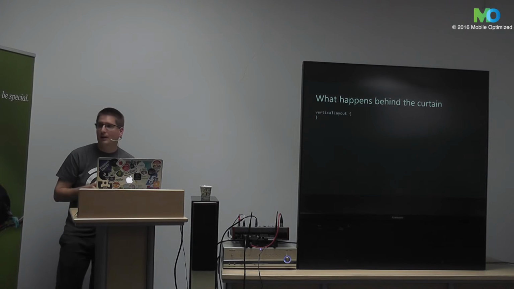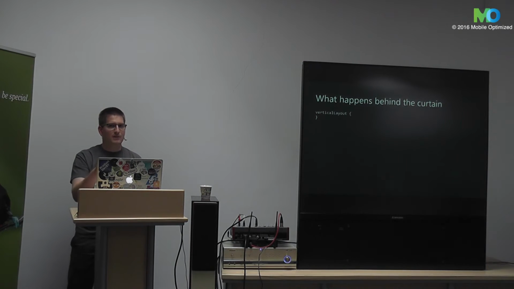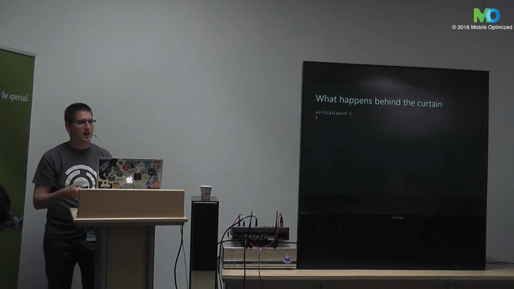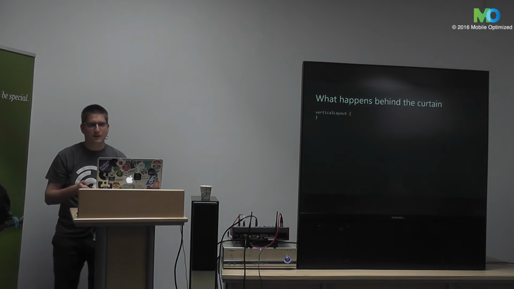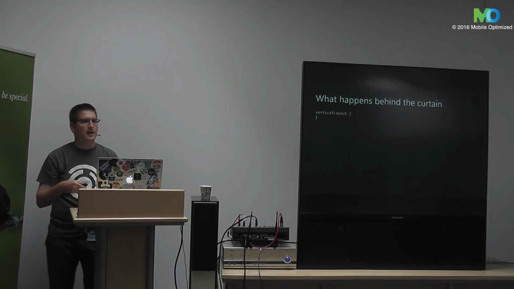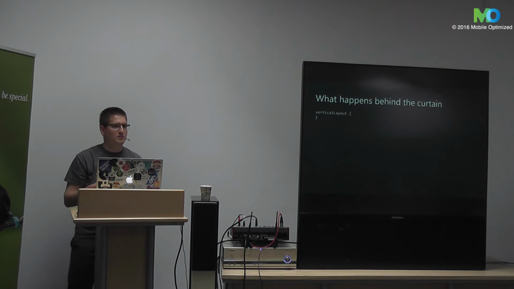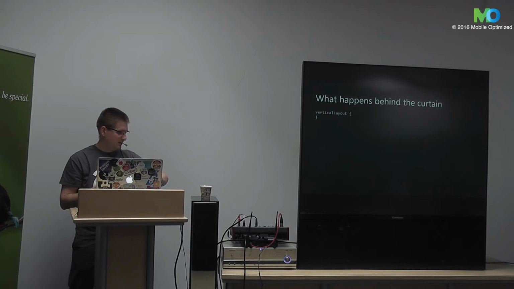So, I'd like to talk about what happens when you're actually writing this code. It looks like magic, but how does it work? So when we are writing this vertical layout in the code, we can't write it anywhere because it is an extension method over ViewManager, as we will see soon.